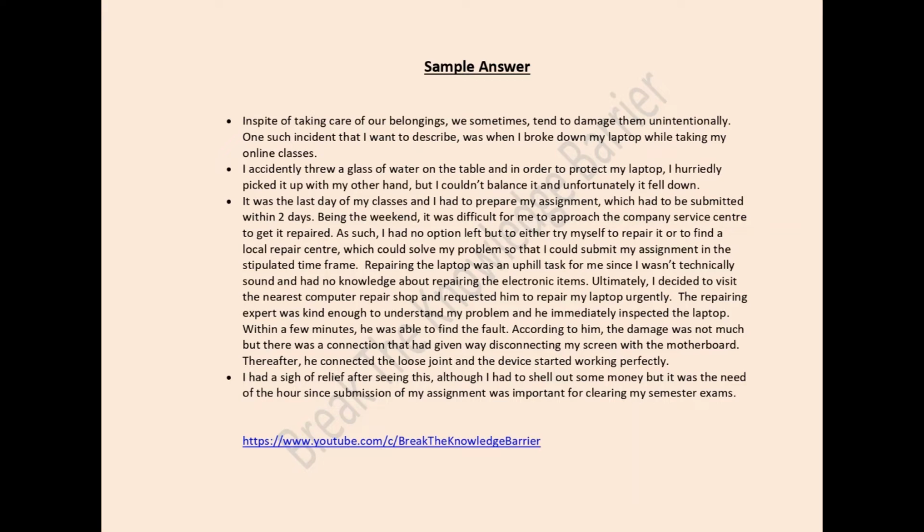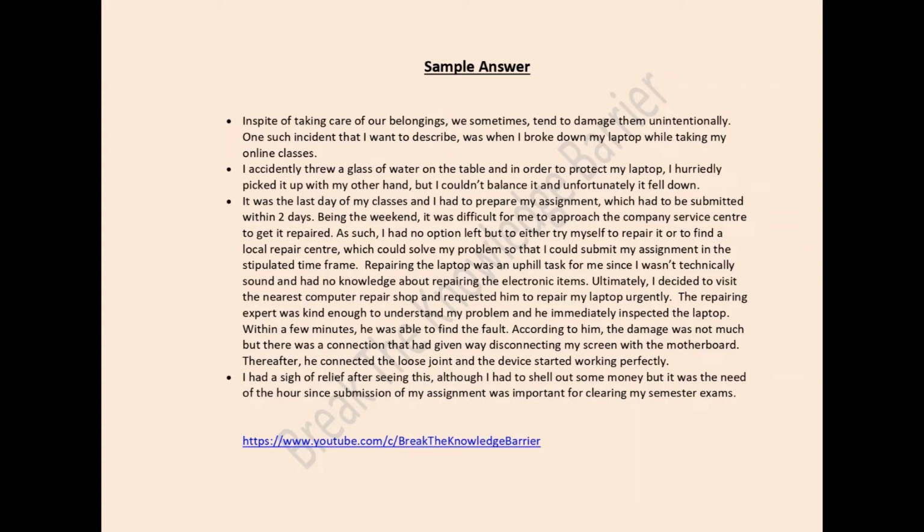It was the last day of my classes and I had to prepare my assignment, which had to be submitted within 2 days. Being the weekend, it was difficult for me to approach the company service center to get it repaired. As such, I had no option left but to either try to repair it myself or to find a local repair center which could solve my problem so that I could submit my assignment in the stipulated time frame.